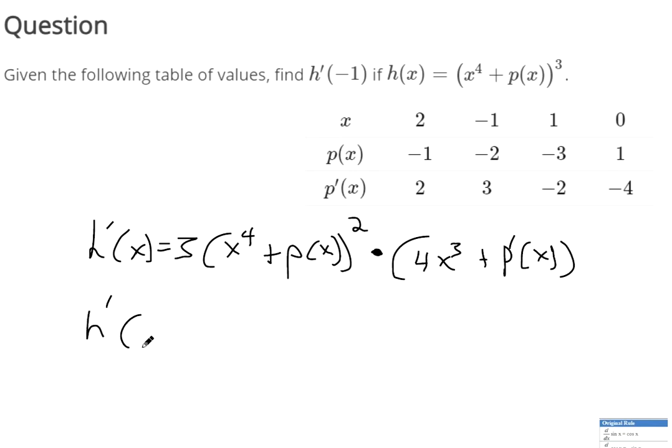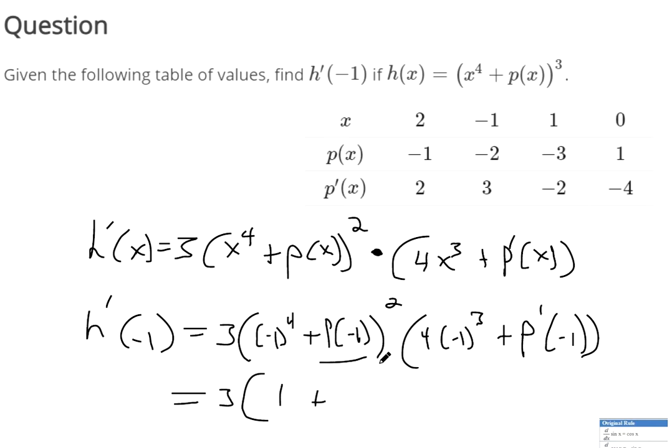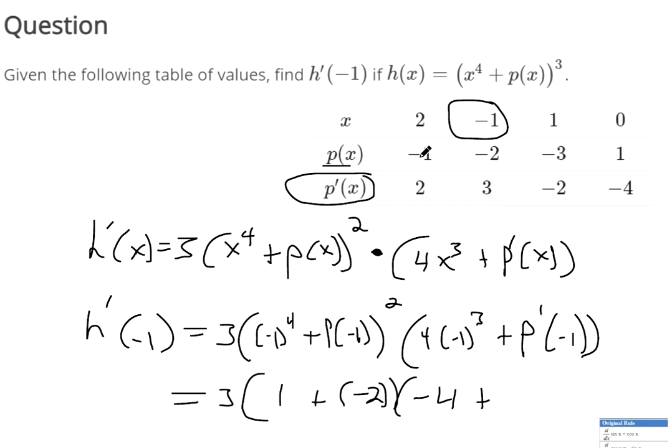And so they want us to evaluate it when x equals -1. So we're going to put a -1 in for x. And so -1 to the fourth power is just 1. P of -1, that's p and not p prime. So p of x when x equals -1 is -2 according to this table. And then -1 to the third power is -1. -1 times 4 is -4. And then p prime of -1. So this is the derivative of p. This is -1. That matches up to be a value of 3 according to the table.